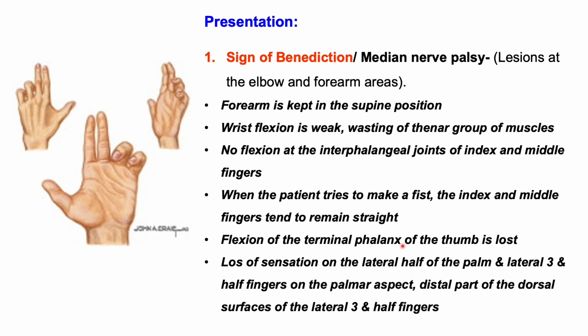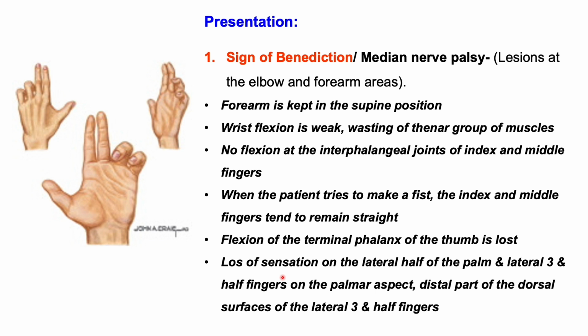So the thumb has only 2 phalanges, proximal and distal. Other fingers have 3 phalanges, so you have to remember that. Okay, so these are the muscular branches which are affected. Then there will be loss of sensation on the lateral half of the palm because the palmar cutaneous branch is also affected, and there will be loss of sensation to the lateral 3.5 fingers on the palmar aspect. Okay, so loss of sensation on the lateral half of the palm and the lateral 3.5 fingers on the palmar aspect.